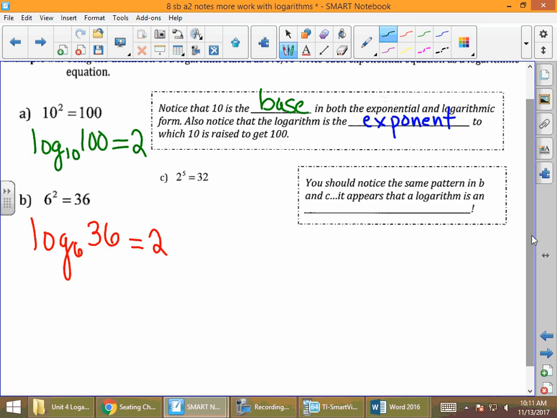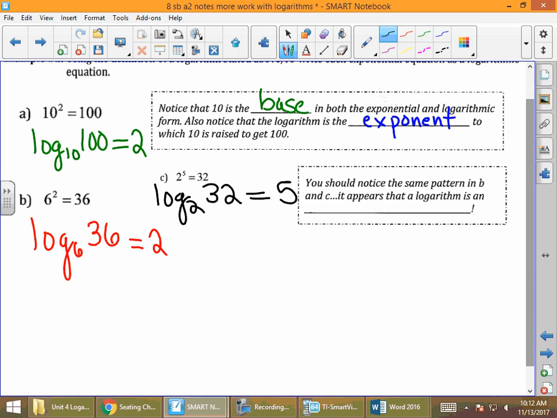Same thing here on letter C. We can write the logarithm down. We can write down what the logarithm equals, because the logarithm is another way of writing an exponent. It's going to equal 5. Well, that 5 is attached to the 2. So this time it's log base 2, and then we only have one more piece to deal with, which is the 32.